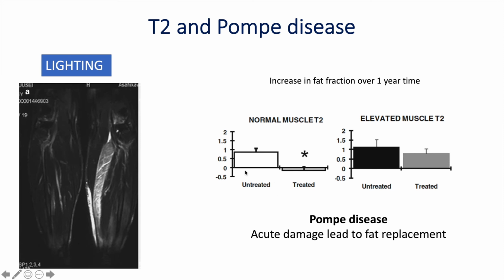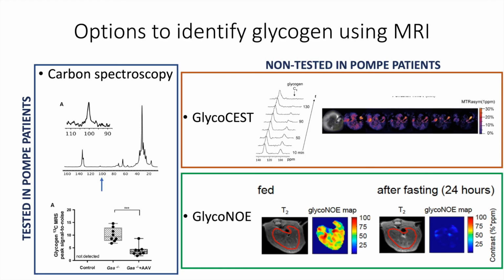And those that were not treated, muscles with normal T2 had a mild increase in fat. When they compared this to patients' muscles that had high levels of T2, so muscles that were showing some degree of muscle injury, they observed that both in treated and untreated conditions, the amount of fat increased clearly. So muscle T2 was showing an acute necrosis in these muscles.